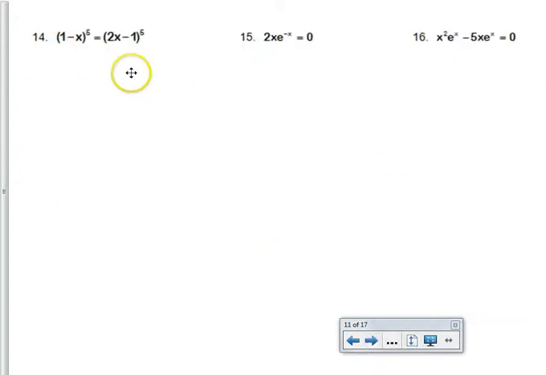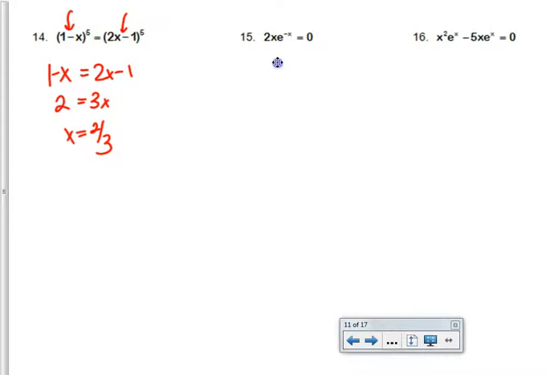Now, similarly, here, if they have the same exponent, the only way for these expressions to equate is if the stuff on the inside is the same value. So 1 minus x must equal 2x minus 1. That'll be 3x equals 2, so x equals 2/3.